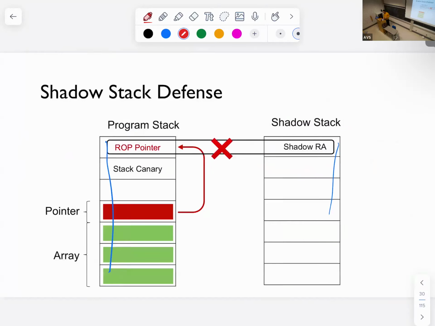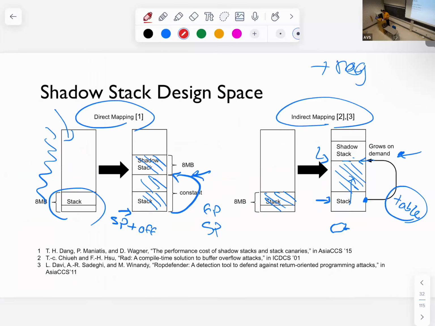There were two different ways of storing the shadow stack. One was to always store it at some offset to the original stack. The problem with that was that it's static, so it had lots of storage overhead. But the nice thing about it was that it's very quick, because whatever address you have, you add an offset to it, and then you have the address in the shadow stack.